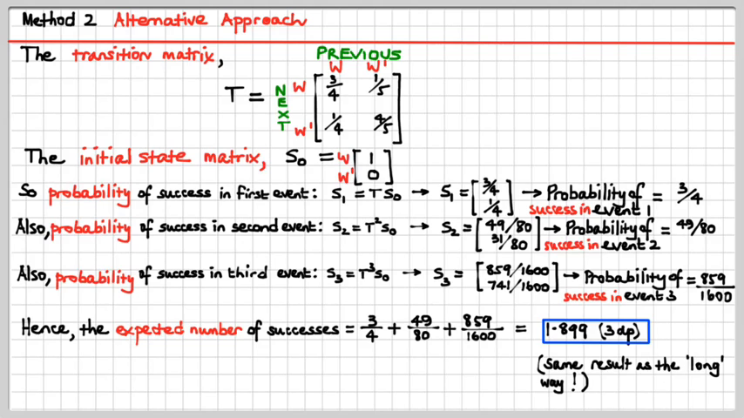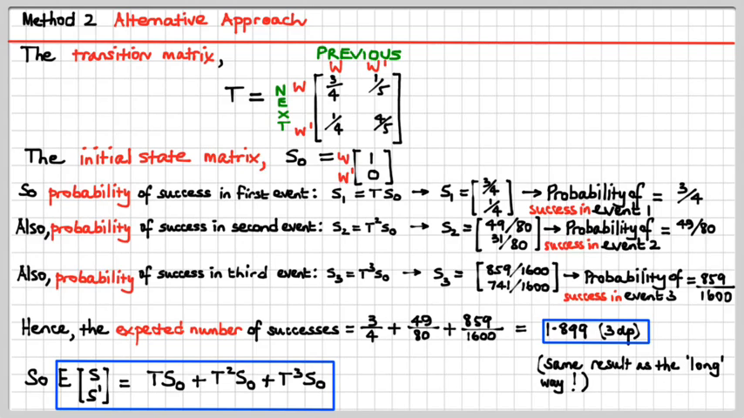So as a general rule, the expected value of success or not success in this instance, where we had 3 subsequent events, was T times S0 plus T squared times S0 plus T cubed times S0. And yes, I'm not kidding you, that formula works. That's the formula that I wanted to show you.